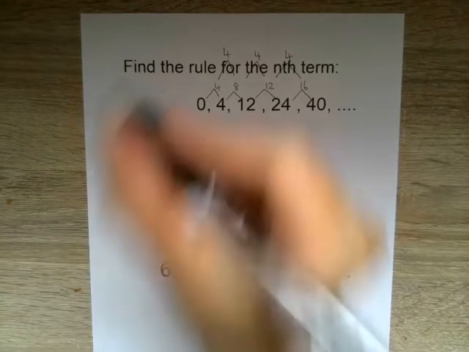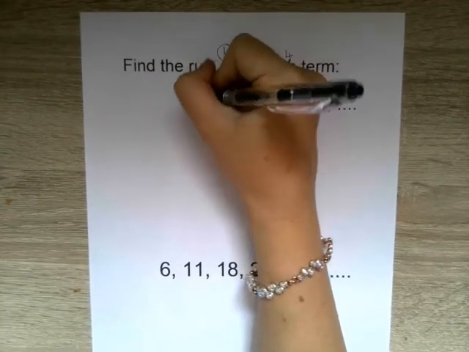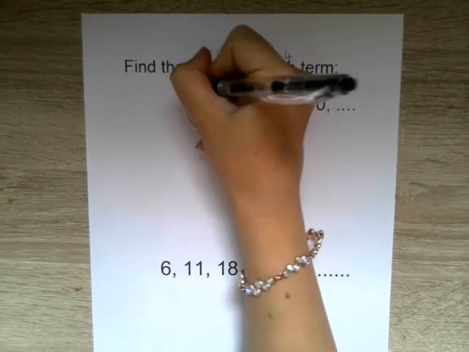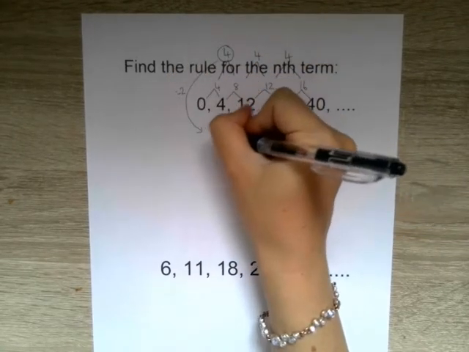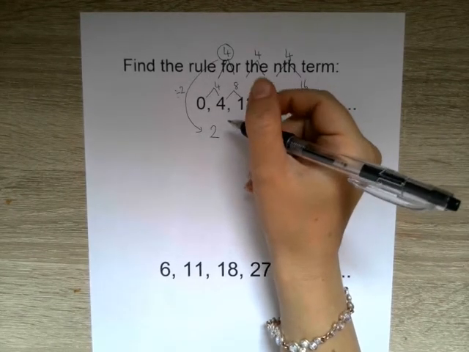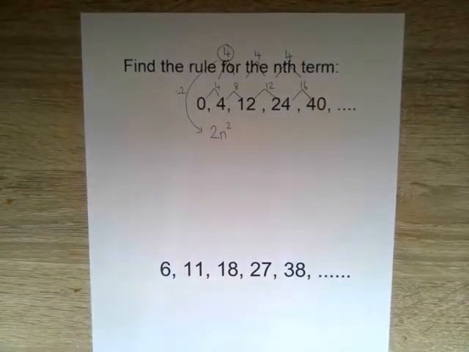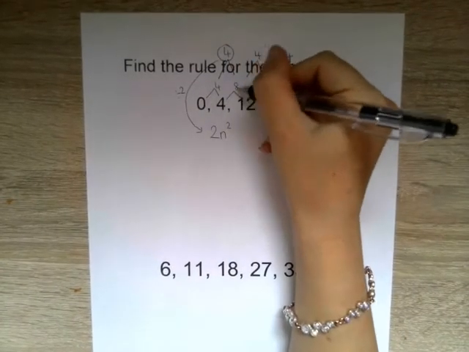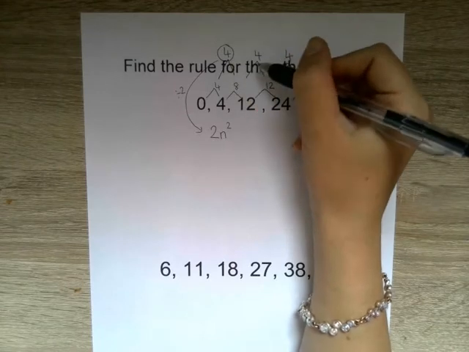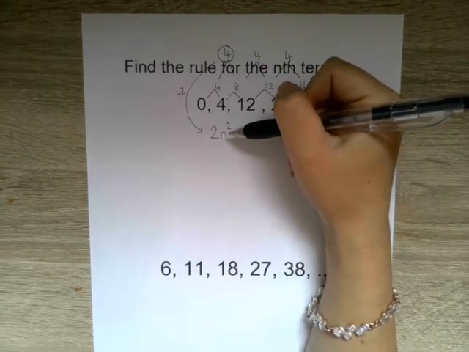So what you then need to do, and you always do this step, you always then divide that second difference by 2. So we divide that by 2, which would give us 2 in this case. And once you've divided that by 2, you put that in front of n squared. So it would be 2n squared. Okay, so first step is to work out your first differences. Then we work out the second differences. We halve that and put it in front of the n squared.